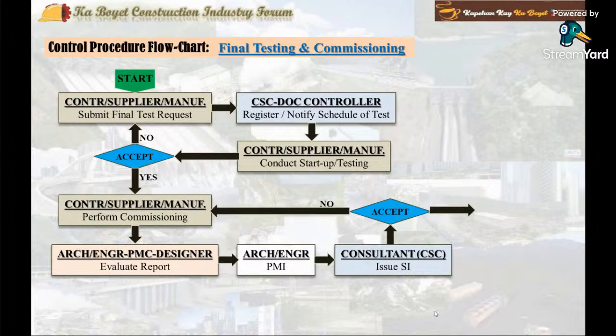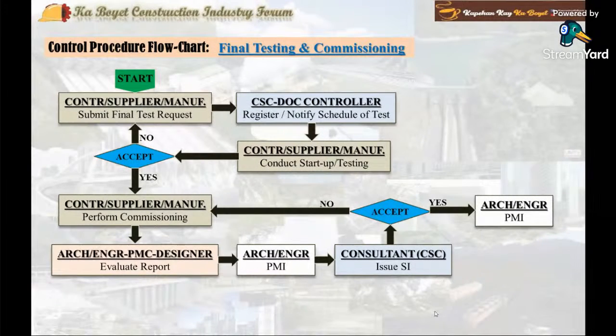On the other hand, if the commissioning is satisfactory, the architect through the consultant issues a PMI to the contractor to make arrangement for the required owner's maintenance personnel training on operation and maintenance and service performance testing. Now, the service performance testing is optional, if only required by the contract.